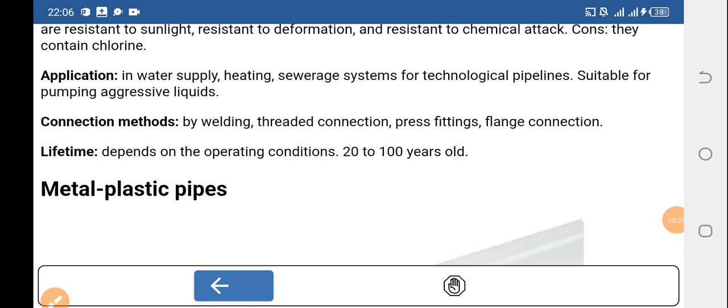Connection methods: welding, threaded connection, press fittings, flange connections, and for UPVC or other PVC materials, you find that you can even weld. I mean, you can use glue. Yeah, you can use glue. You're looking at the grade or maybe the class of that type of pipes. Lifetime depends upon the operating condition, 20 to 100 years.